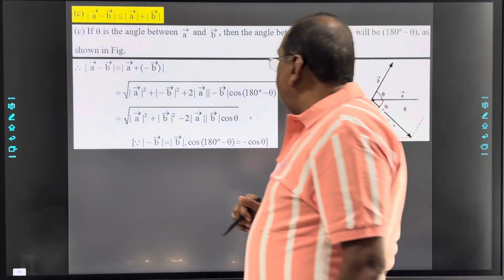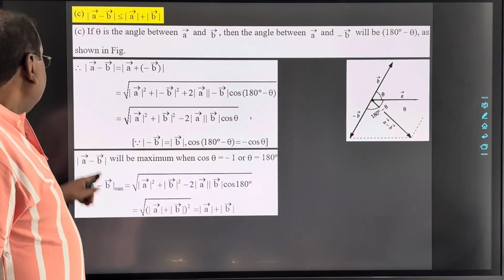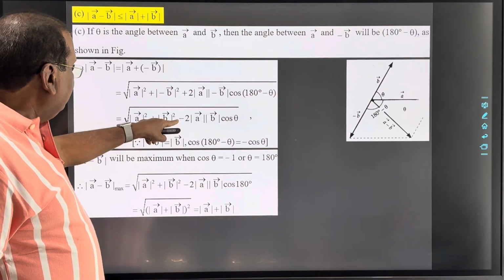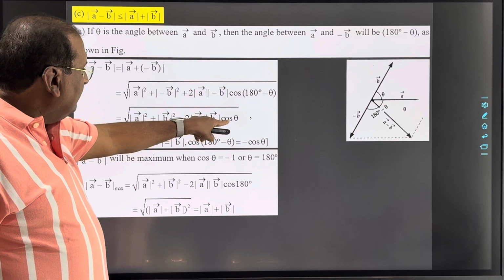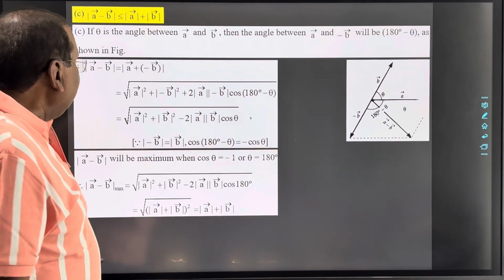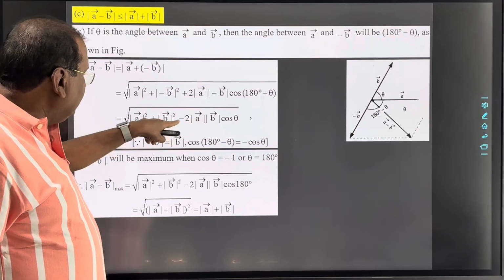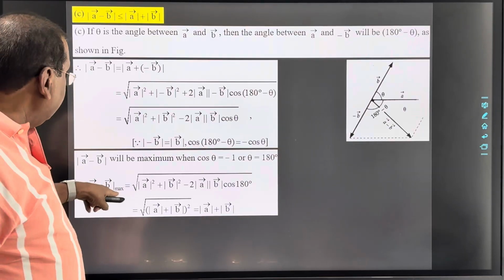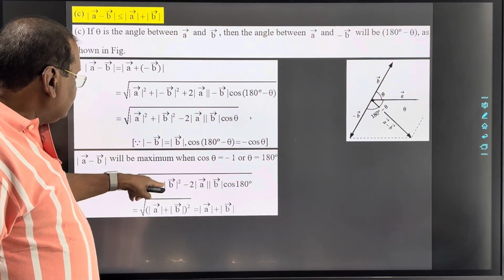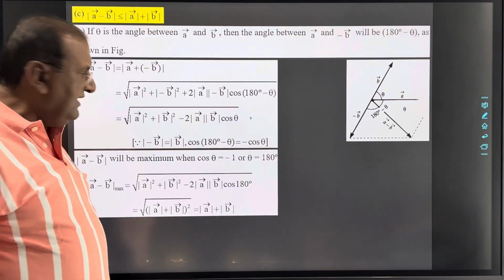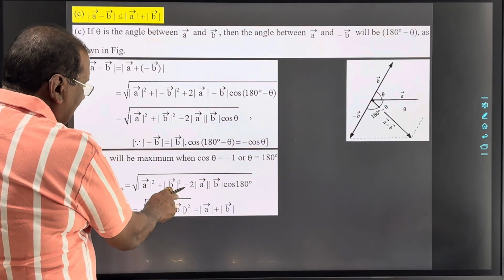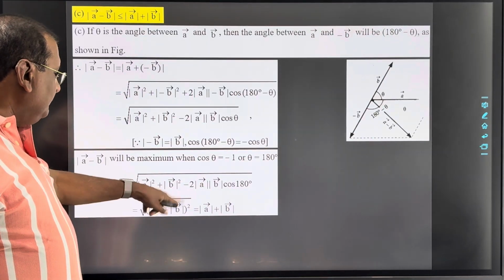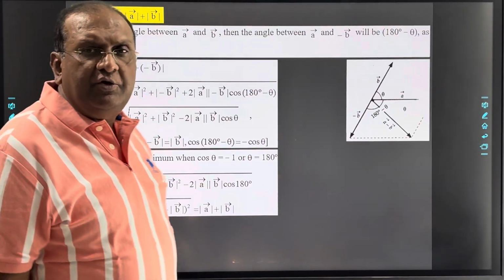So here now we can write the maximum possible value of magnitude a minus b. The maximum possible value is when we take theta equal to 180. When we take theta equal to 180, cos 180 is minus 1. So the maximum possible value of magnitude a minus b is under root a square plus b square minus 2ab cos 180. Cos 180 is minus 1, so minus minus is plus. So this is equal to under root (a plus b) whole square, that is magnitude a plus magnitude b.